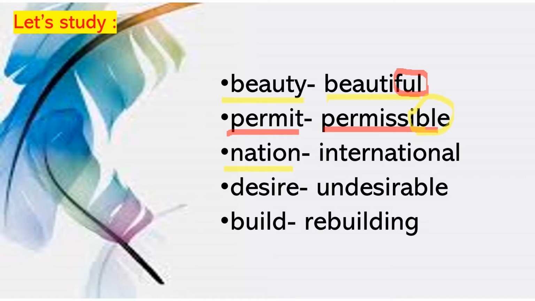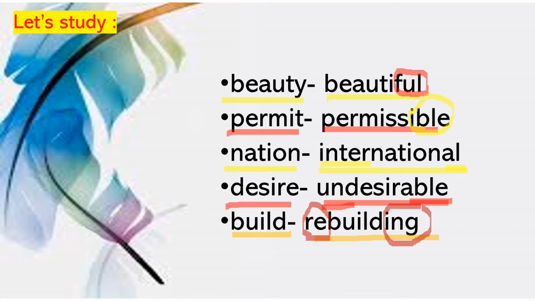Next, for the root word nation, inter is being added at the beginning and al is being added at the end of the root word to make it international. Next, for the word desire, un is being added at the beginning of the root word and able is being added at the end of the root word to make it undesirable. And the last example, build, rebuilding. So what is being added here? Re is being added at the beginning and ing is added at the end of the root word to make it rebuilding.